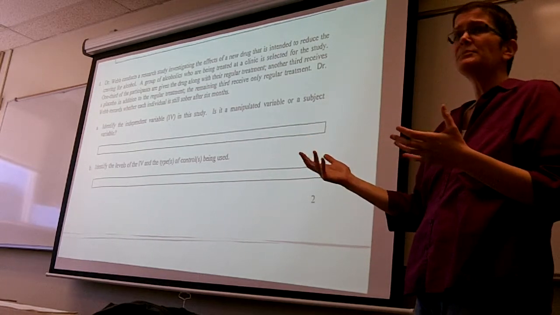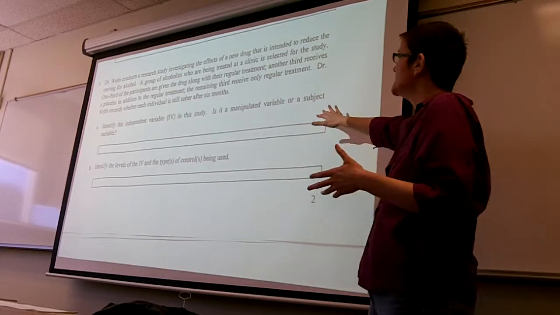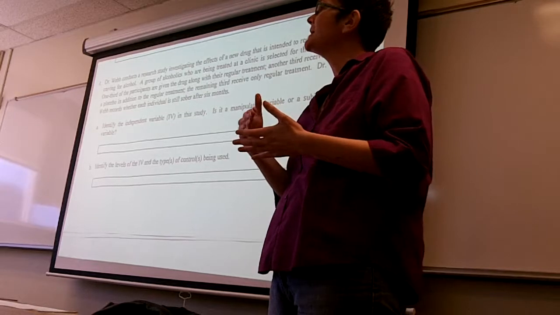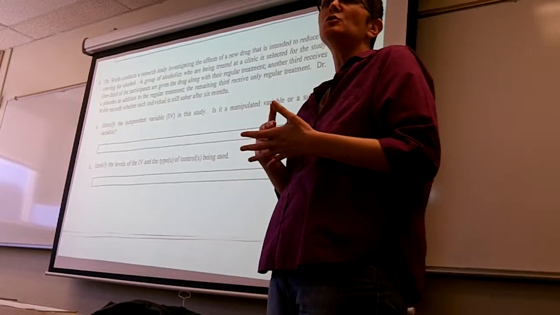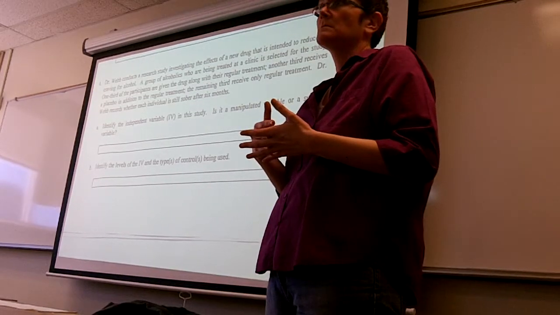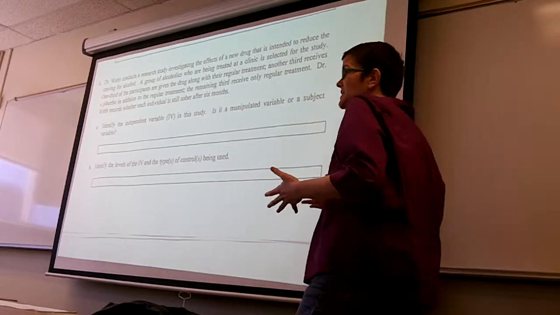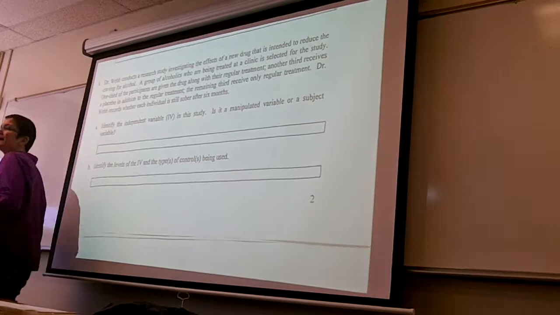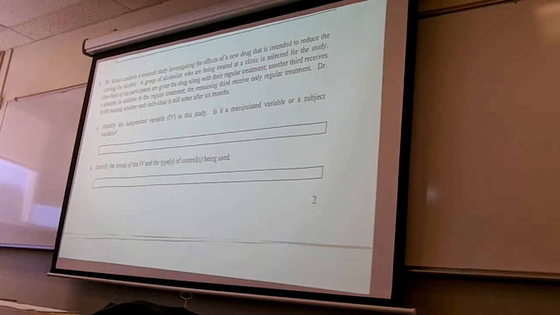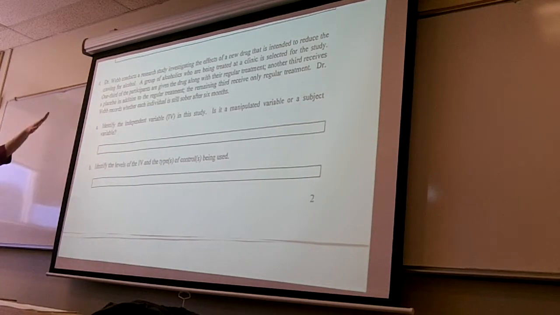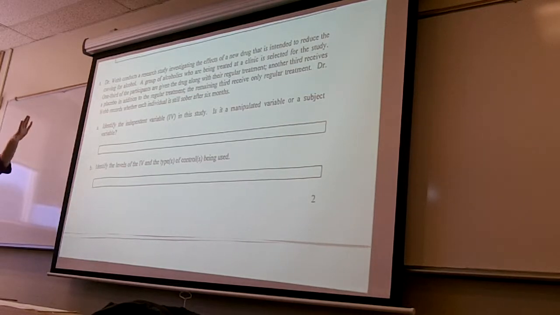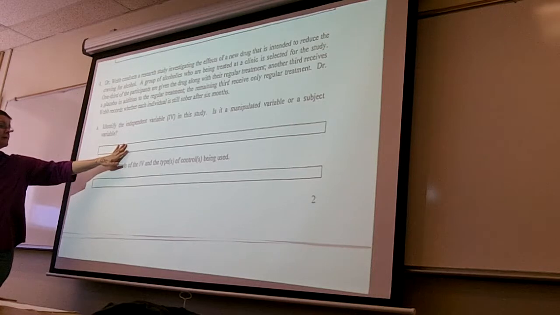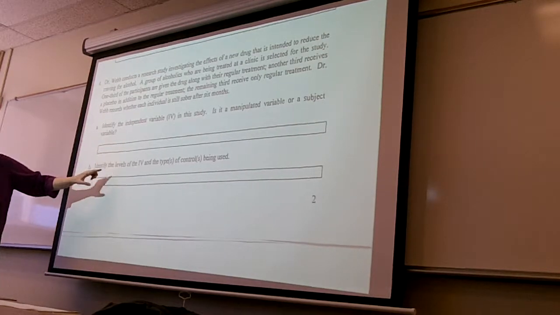But it's clearly manipulated, and it's manipulated because, we talked about this last time, it's possible to randomly assign the participants to one of the 3 conditions. It's not a subject variable. People don't inherently have drug treatment. We have to give it to them. And so we have an IV of type of treatment offered, and it's a manipulated variable. So that's this first one.